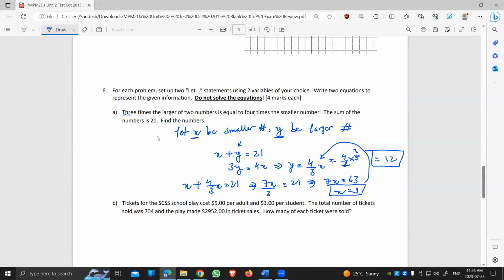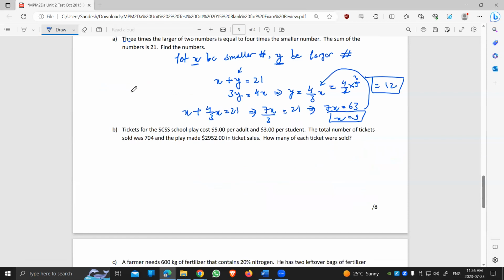Was this difficult? No. It's just a linear system, right? Two equations, super simple. Look at B. B is even easier. They sold 704 tickets and they made 29.52. So there's going to be two equations. One will be for the number of tickets. X is adult tickets, Y is the number of student tickets. It'll be x plus y is equal to 704. So that's the number of tickets equation.